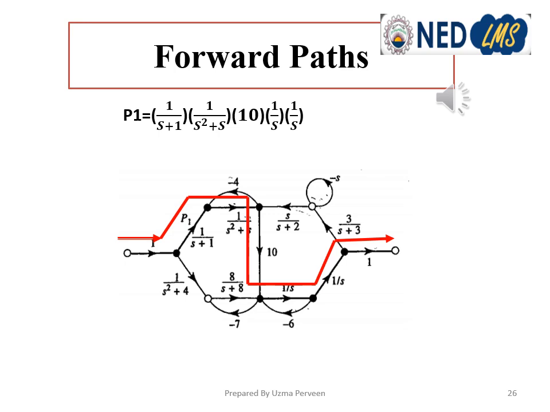So forward path gain P1 is 1 multiplied by 1 upon S plus 1, multiplied by 1 upon S square plus S, multiplied by 10, multiplied by 1 upon S, multiplied by 1 upon S. This is the first forward path. Let's see, is there any other forward path?